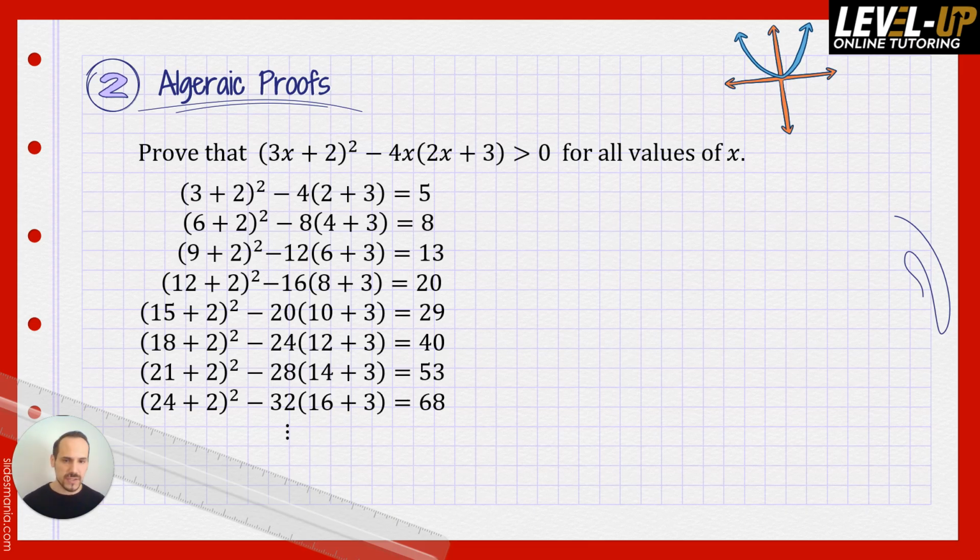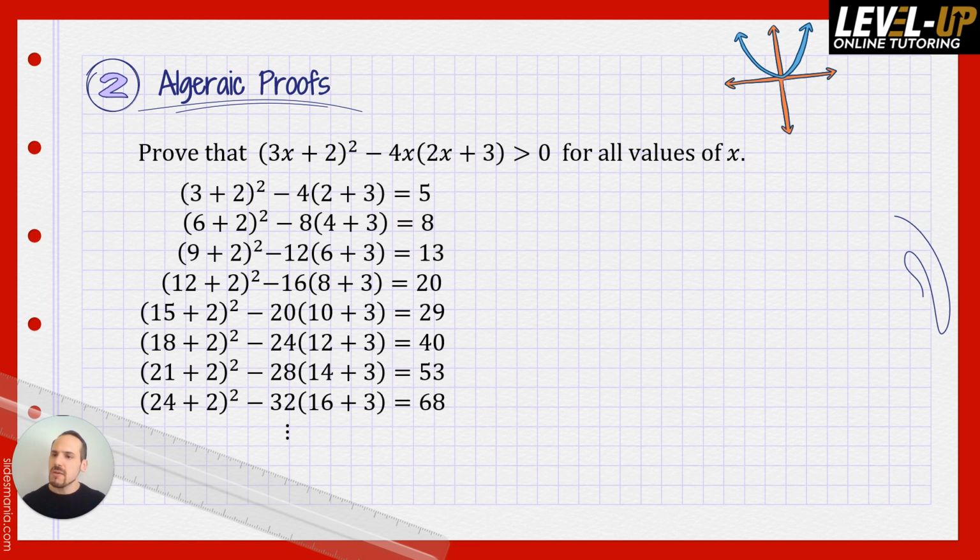We're talking all values of x, even fractions and irrationals and all that. So in these examples that I've done here, it looks like it's true. All the numbers coming out on the right-hand side are all greater than 0. So it looks like it's true, but how do we prove this for all cases?